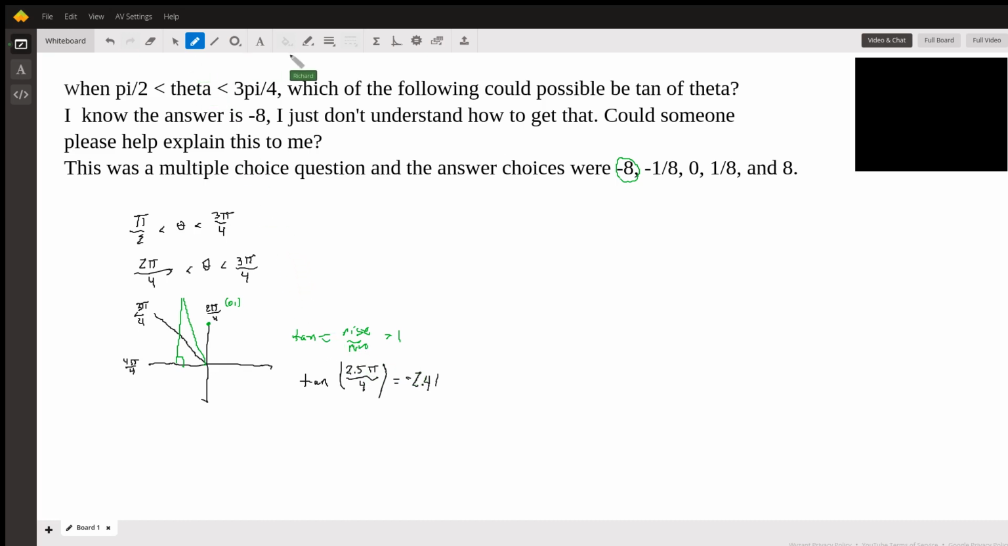We're interested in the absolute value of tangent here. So you can see that the absolute value of tangent is rise over run. Here the rise is quite positive, a fairly tall positive number. The run is a small negative number, small in magnitude. So the magnitude of the rise over the magnitude of the run is greater than 1. And here you could see the magnitude is 2.41. So this is the only thing that makes sense.